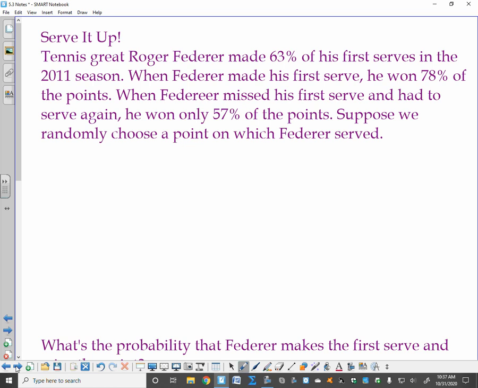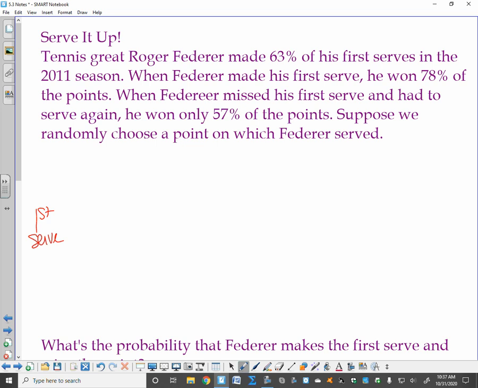So what I'm going to do here, I'm not going to make a 2-way table, and I'm not going to make a Venn diagram. When you see this 2 events kind of a thing, one after the other, you're going to use a tree diagram because it works beautifully. So here we go. We have his first serve. And feel free to just watch, and then when I'm done, pause it and write this down. That would be a great way to do this.